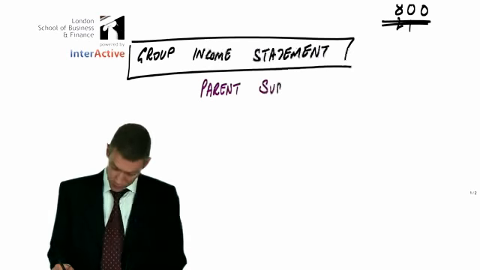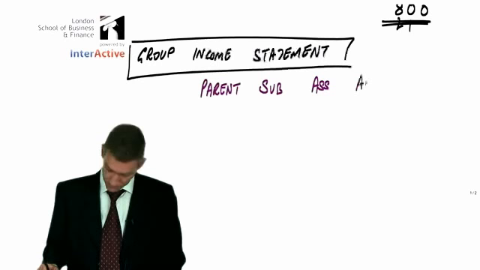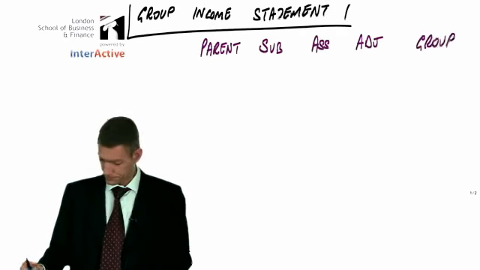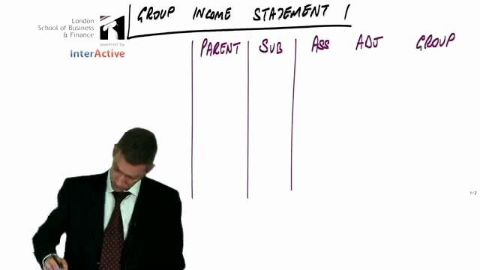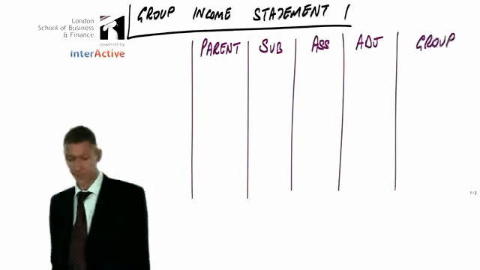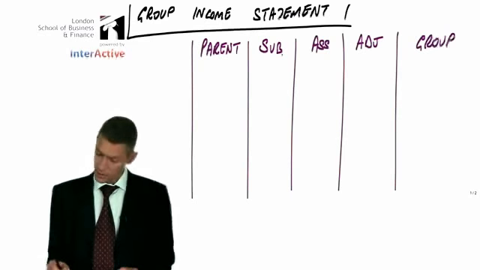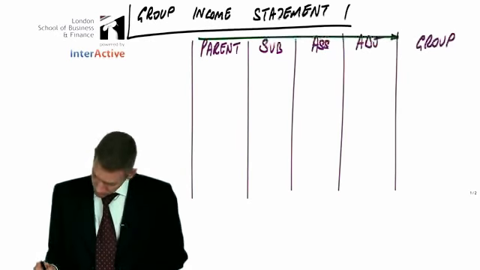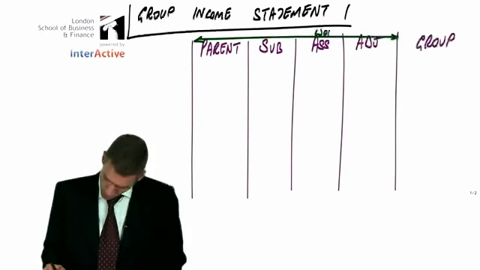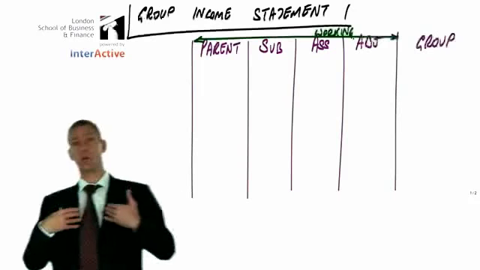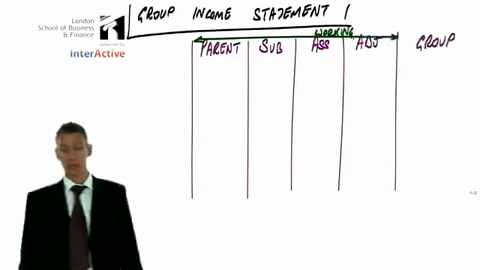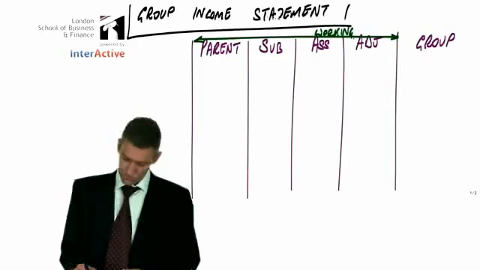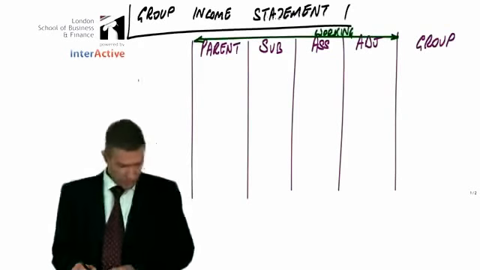Parent, sub, associate, adjustment, group. Is that right? Parent, subsidiary, associate, adjustment, group. Yep, that's right. And I'm just going to put a little heading right across the top. Working. So that the markers know, everyone knows, that this middle section, these 4 columns across the middle, are just a working. Good. Okay, let's get back to our income statement.